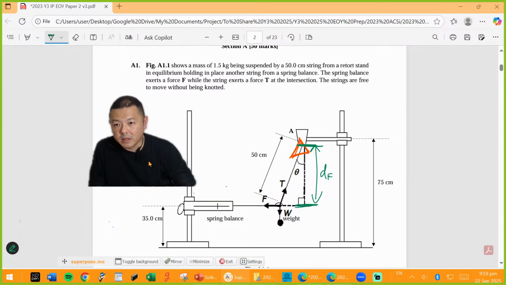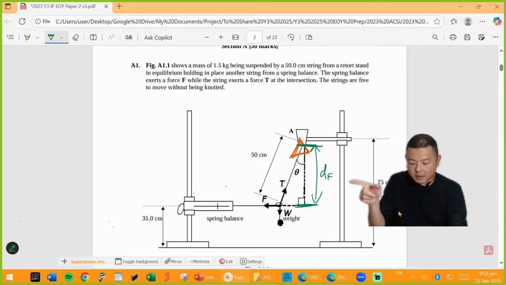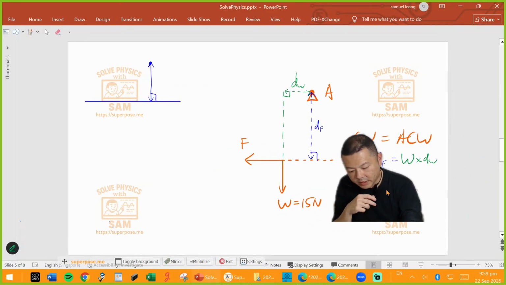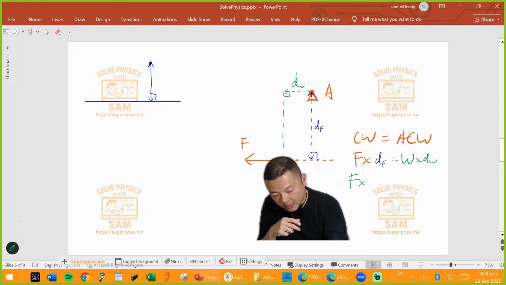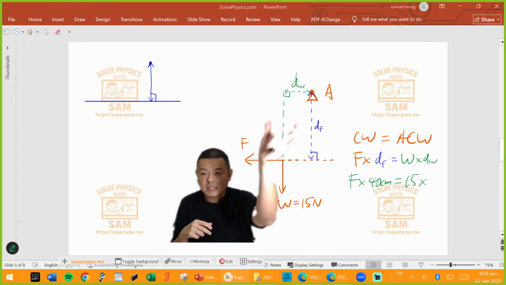Look at the bigger picture, look at the whole setup. 40, good, right? So 75 minus 35, this thing here is 40. So we'll take it as 40. So F times 40 cm equals W, which is 15 newtons, times that distance there.